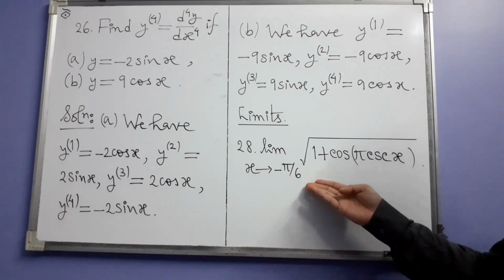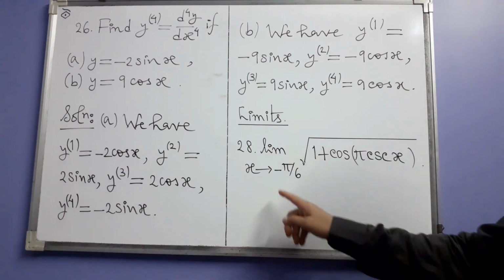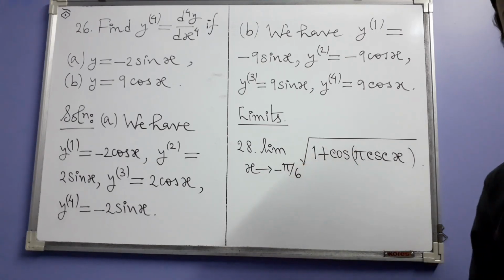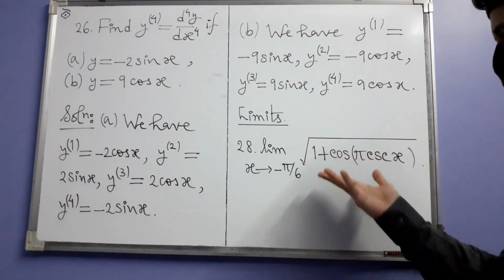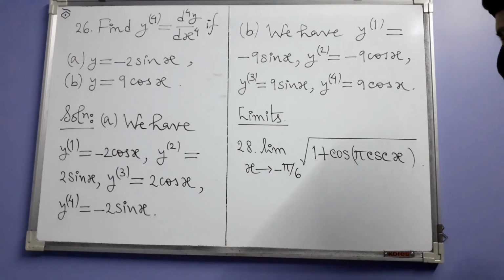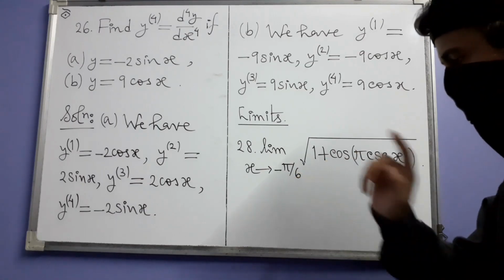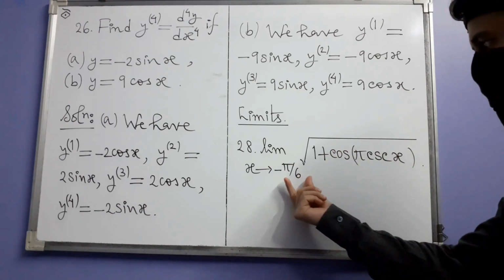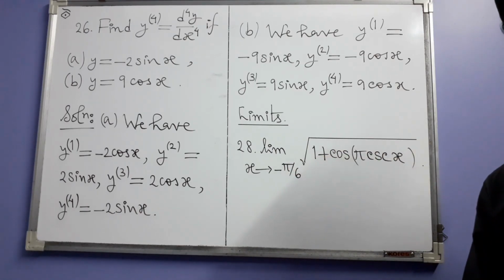We have to calculate this limit, say in 28. So this is the limit as x approaches minus pi divided by 6 of this function. Now it looks quite complicated, it is complicated, but the fact is that this is a continuous function at this point. So the limit can be obtained simply by replacing x with minus pi divided by 6.